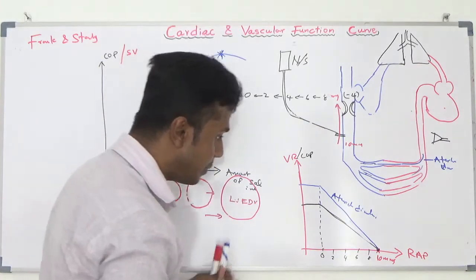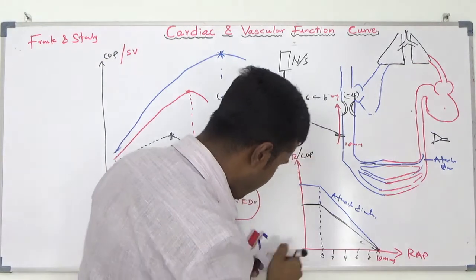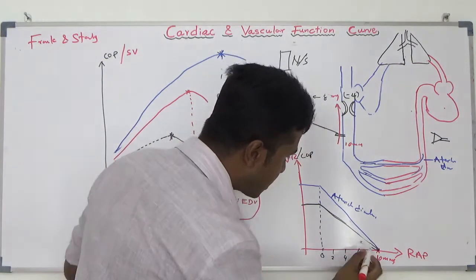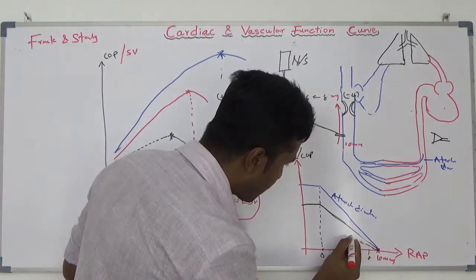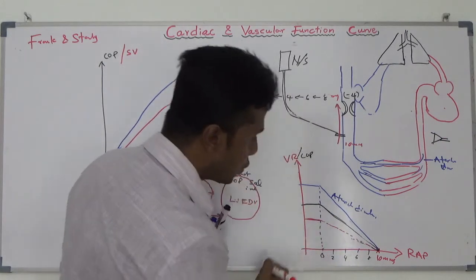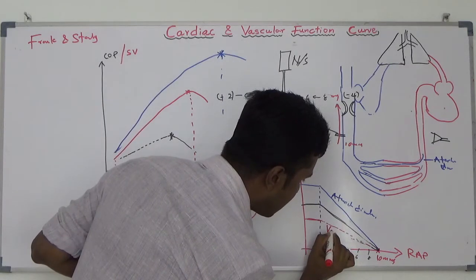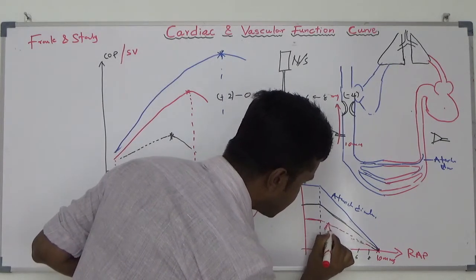Your venous return will be like this if you give venoconstrictor. If you give venoconstrictor, your venous return curve will be like this. From here to here, it gradually increases. From here to here, it is not going to change. This is what happens if we give arterial constrictors.